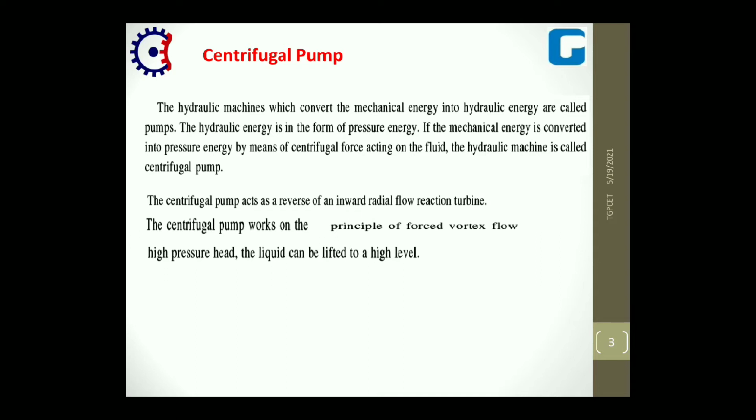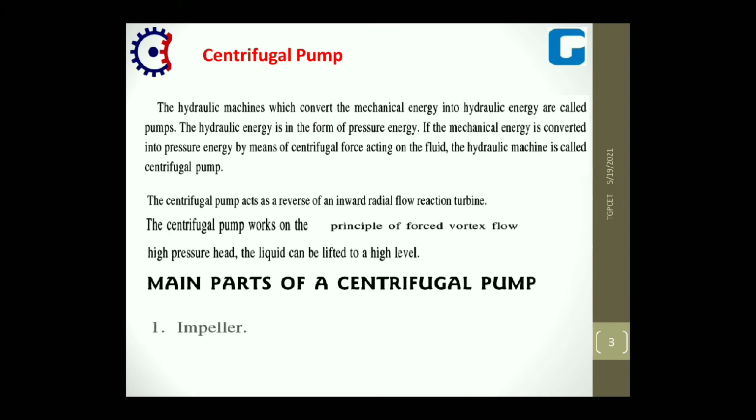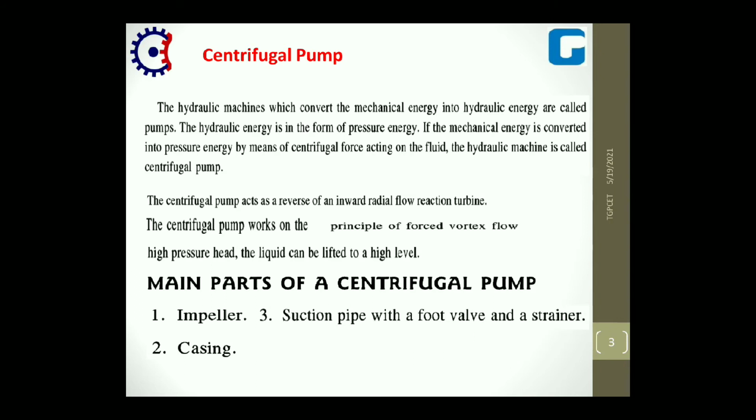There are some main parts of centrifugal pump. These are the main parts of centrifugal pumps. First is impeller, second is casing, third is suction pipe with a foot valve and a strainer, and fourth is delivery pipe.